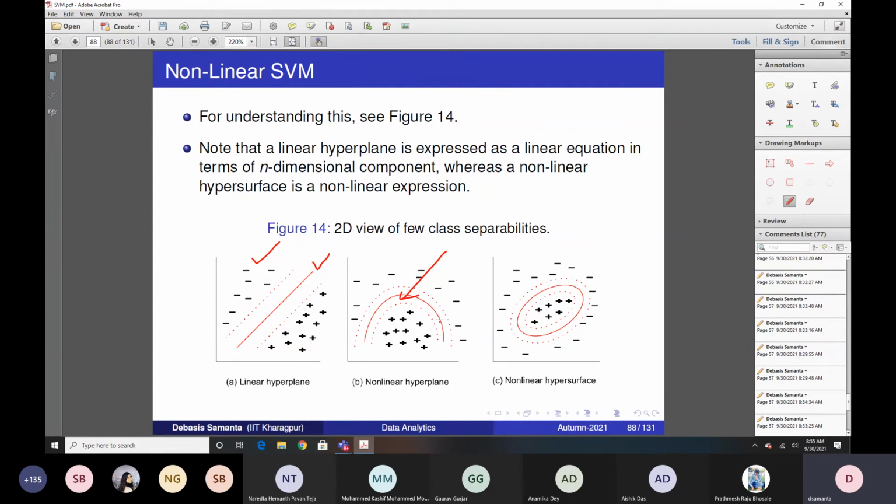Now this nonlinear hyperplane in 2D, as you know, can be modeled using the equation of a hyperbolic or parabolic line. So it is the equation of a parabola, and the equation of a parabola takes the form y square equals some ax plus b. Actually, this satisfies this kind of equation.